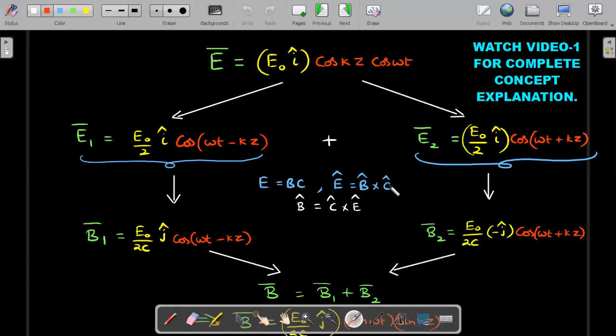K cap is the direction of propagation. Can you see the direction of propagation is here in the positive Z direction? So this is K cap, and therefore you can also cyclically change these things. I told you E B C, then it could be C E B or B C E. B cap is C cap cross E cap. Cyclical version also works. So the direction of B cap in this problem would be the direction of C cap, which is K cap, cross E cap, which is I cap. So K cross I is how much? J. So you have a J outside.